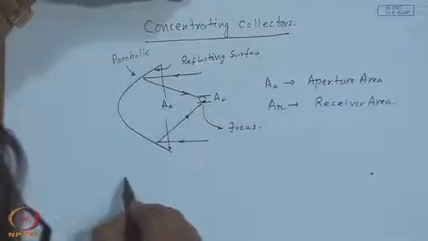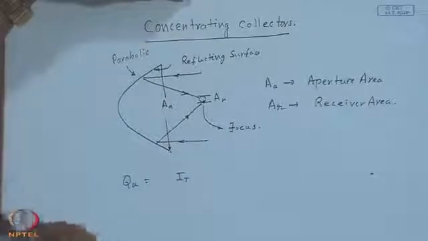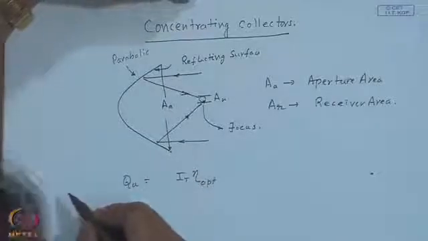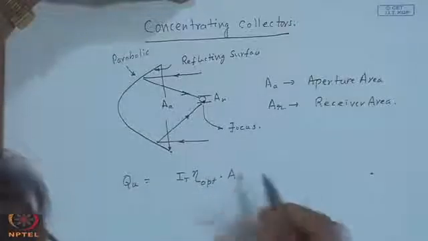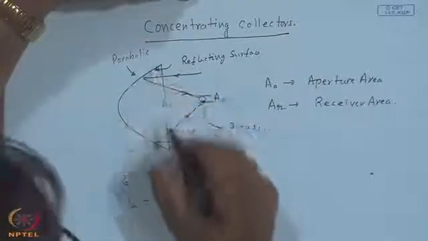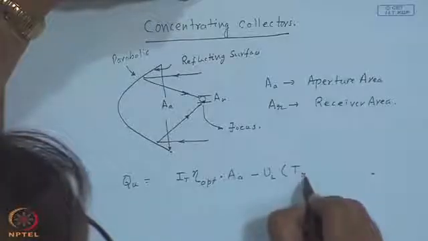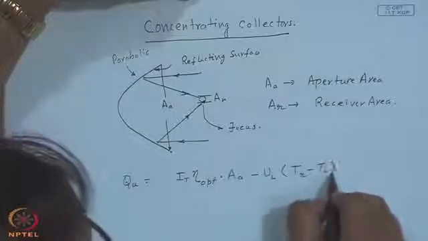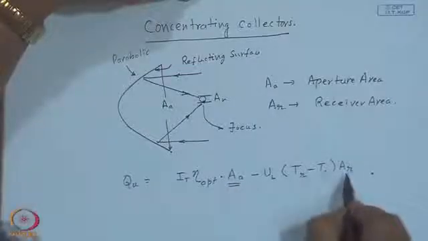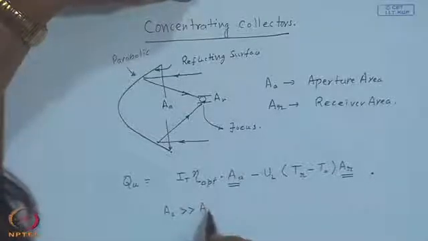So, now if I write the energy balance, QU should be equal to IT times some optical efficiency, I will call it for the time being, eta optical, times AA. So, my solar radiation IT is based upon the unit area of the collector, or the aperture area, sorry, minus the losses that will be taking place from the receiver at temperature TR and the ambient temperature TA multiplied by AR. So, now the collection is through AA and the losses are through AR, where AA is, let us say, much greater than AR.